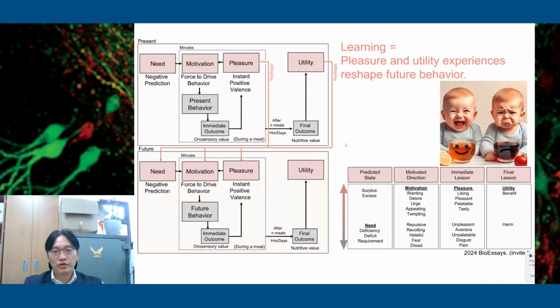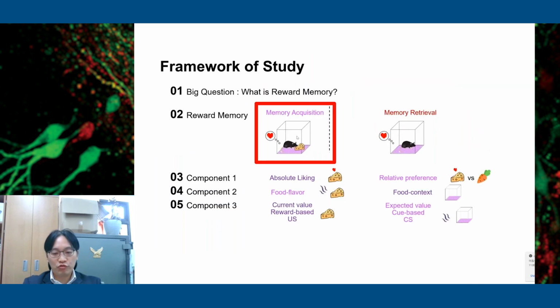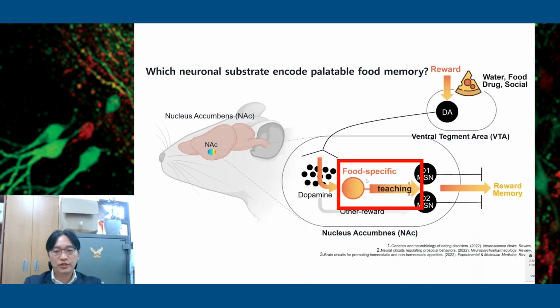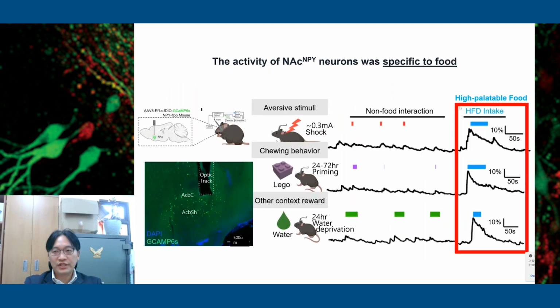Let me go quicker. It's about the memory acquisition neurons in the nucleus accumbens. We want to record the memory acquisition neurons in the nucleus accumbens. So we record this neuron, and we could see that they are activated by this. We are recording the nucleus accumbens NPY neurons. It's unpublished data, and they are activated by the high-palatability diet.